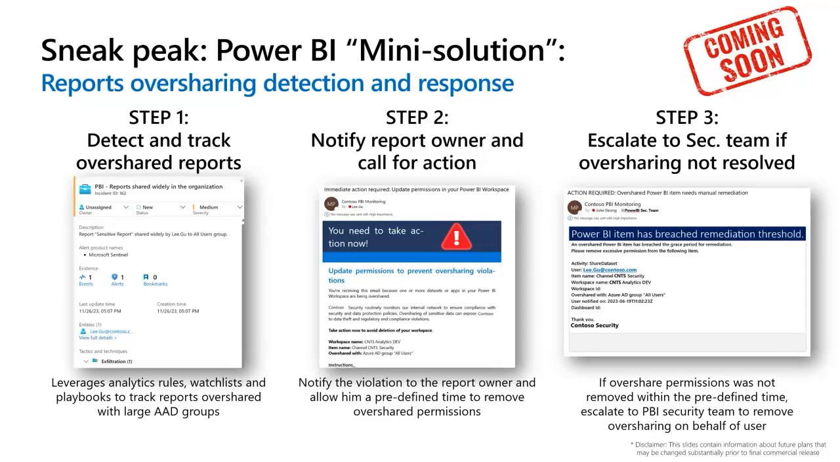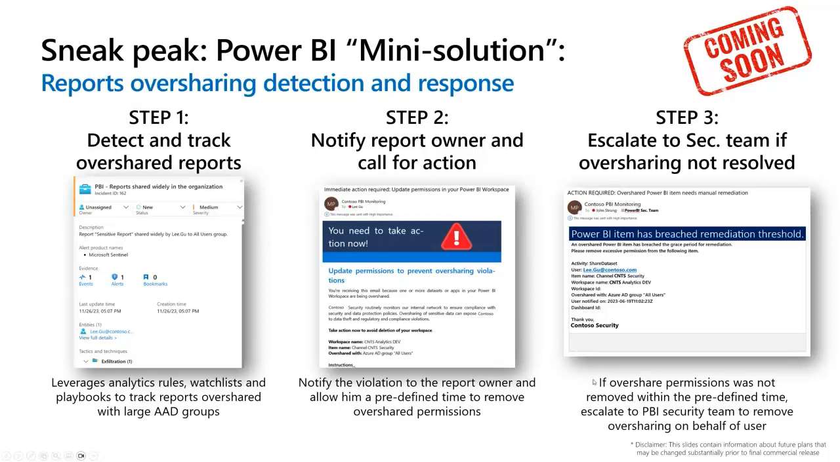In step 2, it actually uses automations to notify the report owner of this oversharing, and it calls for action. So notifying the violation to the report owner, and then allowing him a predefined time that you can define to remove overshared permissions. The last step is to escalate to the security team if the oversharing is not resolved.